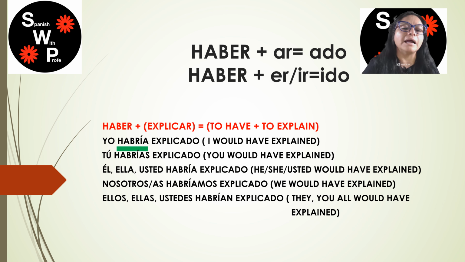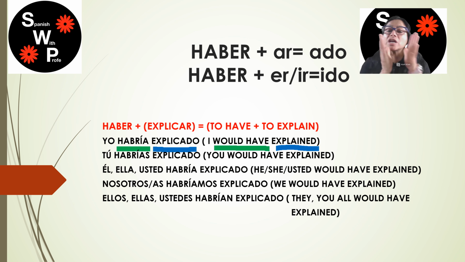So remember, habría, the helping verb, in English will be would have. And the given verb explicado is the past participle. So if you notice, remember that haber is the one that is changing. It's showing you who's doing the action. Yo habría, tú habrías, él habría, nosotros habríamos, ellos habrían. While in English, the only thing that is changing is I, you, he, she, usted, we, they, you all, because everything else just stays the same. Would have explained, would have explained. But in Spanish, each subject pronoun has a distinct verb conjugation. In this case, the one verb that is showing that change is haber, as the helping verb, while the given verb, explicar in this case, always stays with an O. Okay, pues, muy bien, gracias.